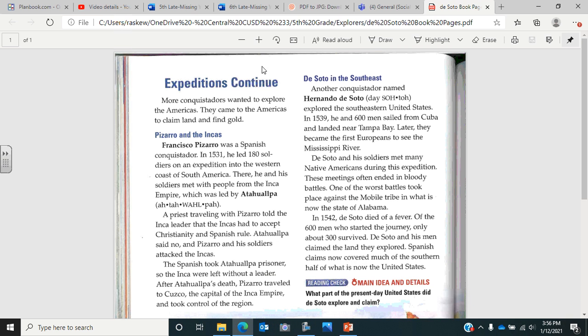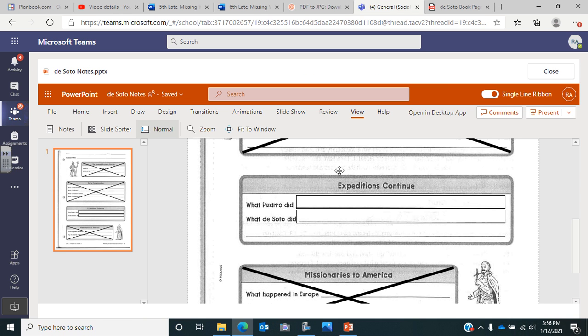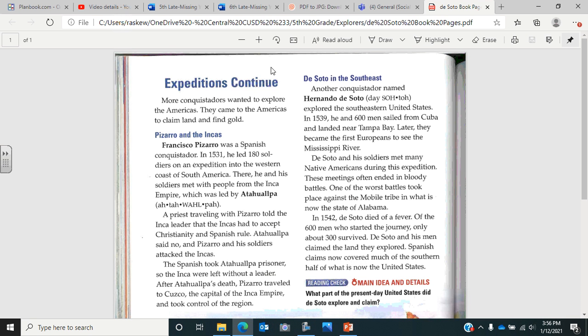It says expeditions continue. You can either listen to me or just read them on your own, which you can access by clicking in the assignment and clicking open the De Soto book pages. So more conquistadors wanted to explore the Americas. They came to the Americas to claim land and find gold. Pizarro and the Incas. So Francisco Pizarro was a Spanish conquistador.